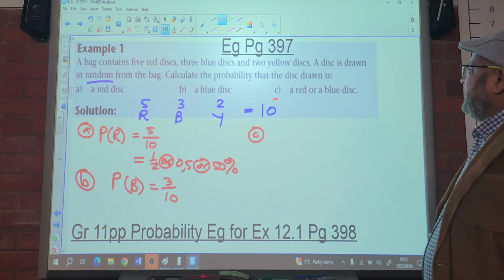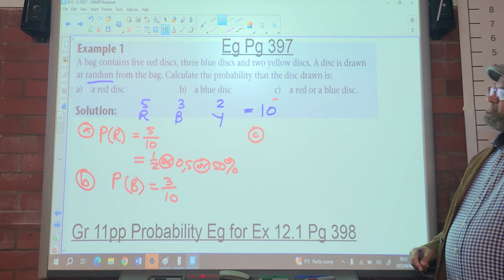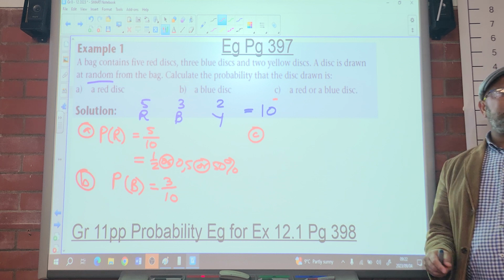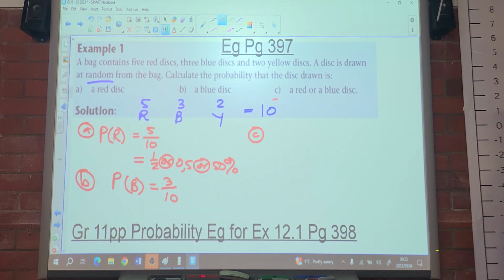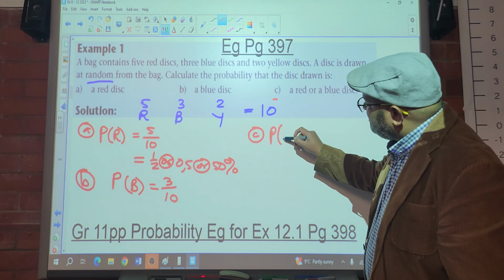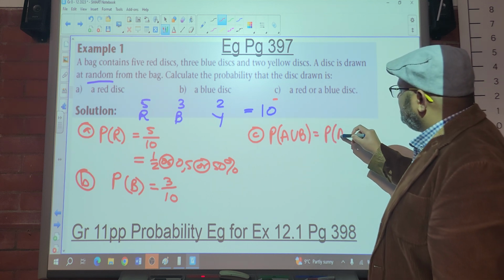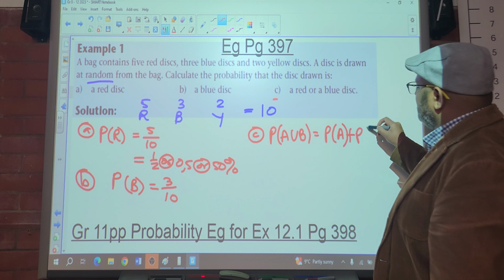C says a red or blue disc. So are these events mutually exclusive or not? Yes, it is mutually exclusive. Why? Because if you're drawing one disc, you can't draw a red and a blue at the same time. You understand? So they are mutually exclusive. The mutually exclusive formula was the probability of A or B is equal to the probability of A plus the probability of B.